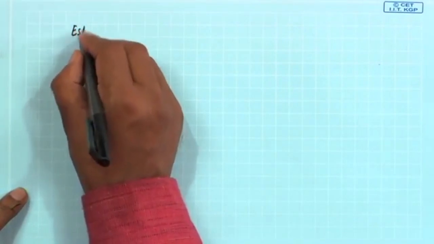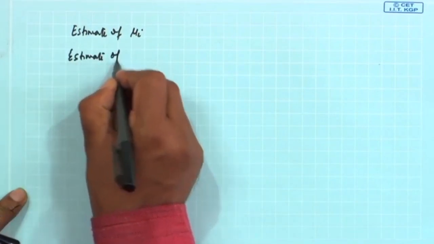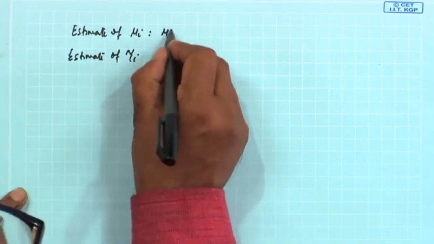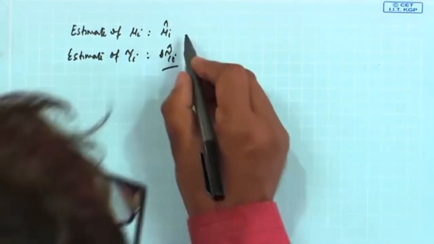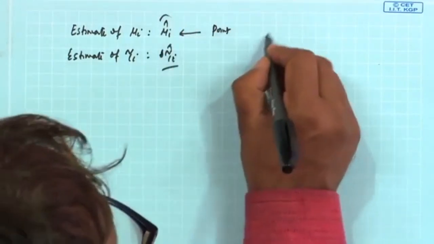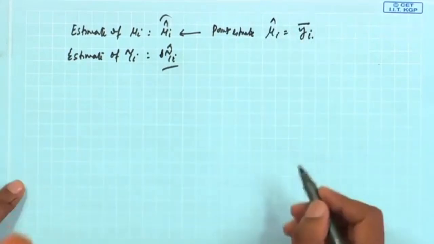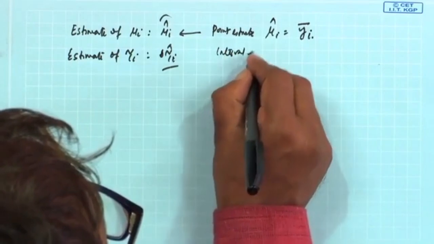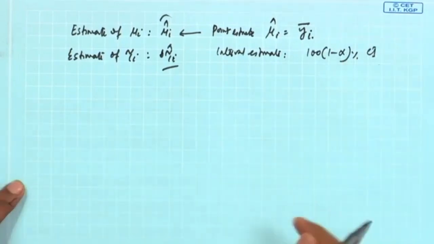Now, we are primarily interested in two things. One is the estimate of mu_i, and similarly the estimate of tau_i. So, what do you require? You require the point estimate, which for mu_i cap is Y bar_i dot, and you also require the interval estimate, that means the 100 times (1 minus alpha) percent confidence interval.